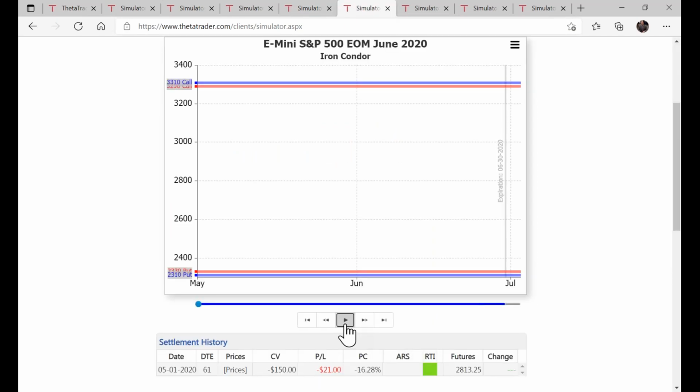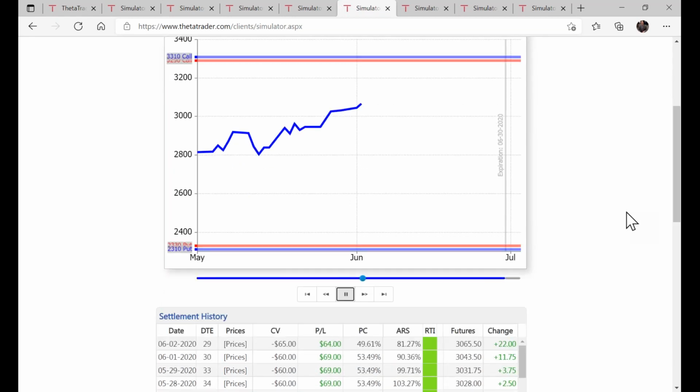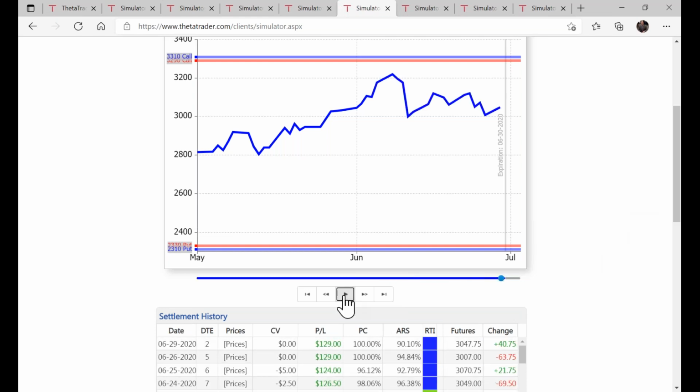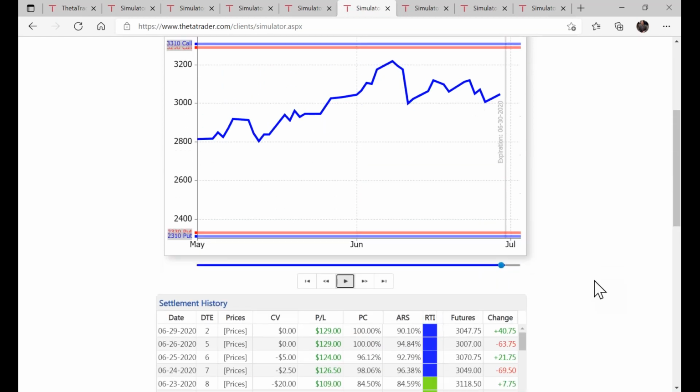Here's another Condor. And this turned blue, and then when it turns blue, take profits, and once again, that can be automated. So with 7 days remaining, this Condor matured enough so that it would take profits.